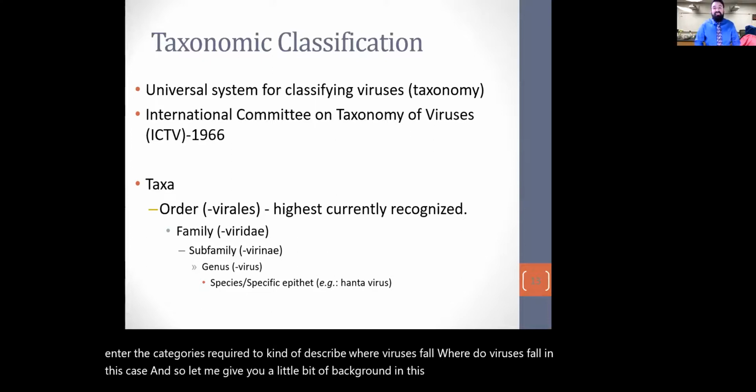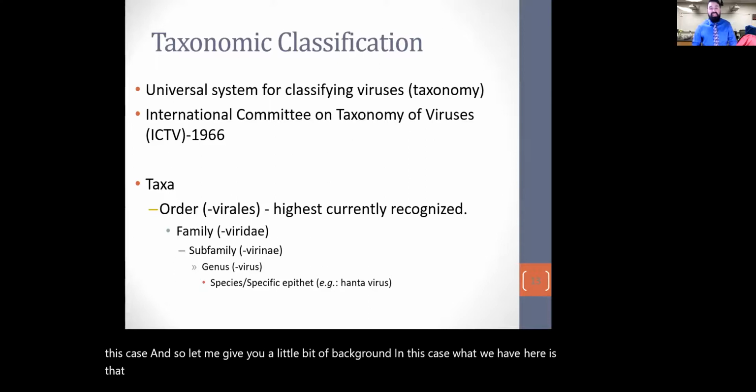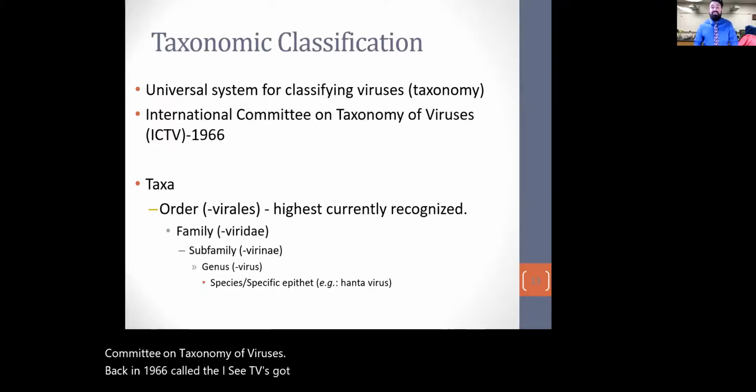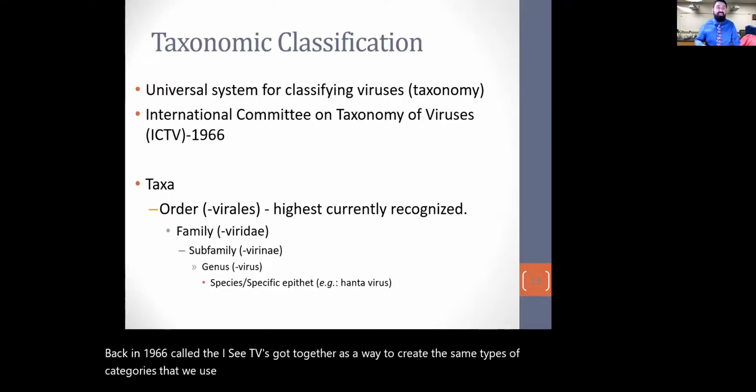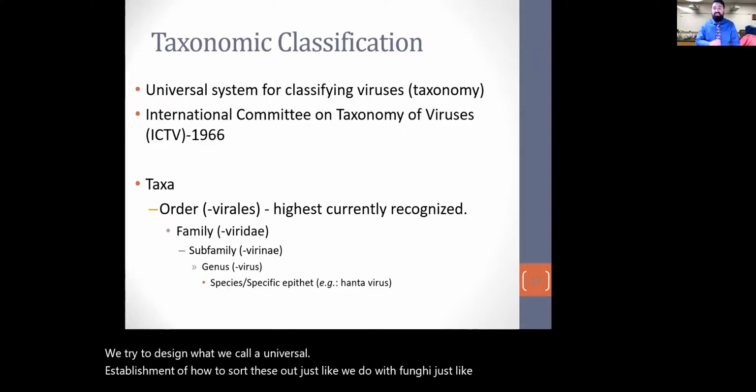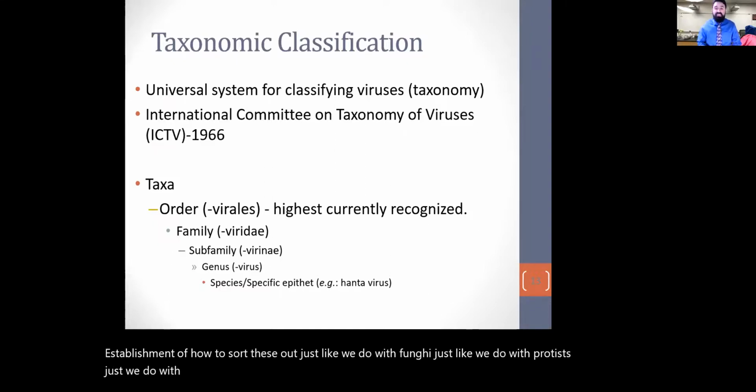What we have here is that viruses, since their discovery, and all the awesome scientists that study viruses got together, and a committee was established called the International Committee on Taxonomy of Viruses back in 1966. It's called the ICTV. This group got together as a way to create the same types of categories that we use in standard taxonomy and classification. We've tried to design what we call a universal establishment of how to sort these out, just like we do with fungi, just like we do with protists, just like we do with all our previously studied organisms.